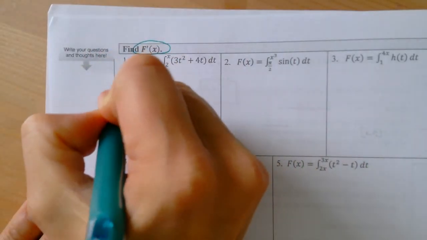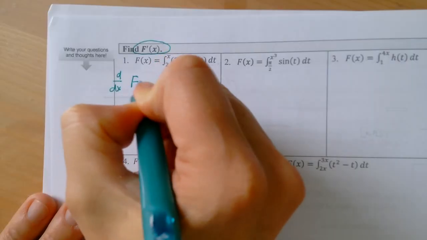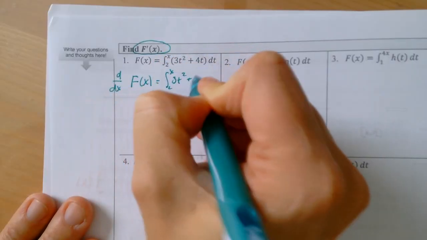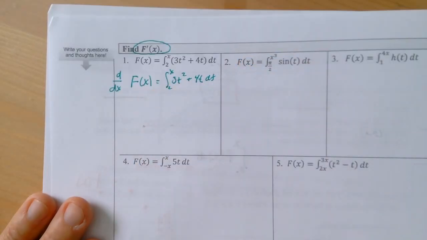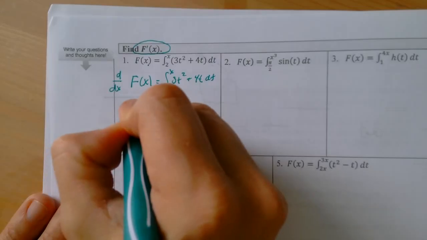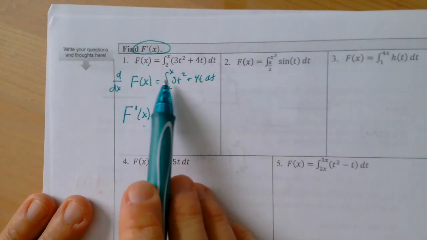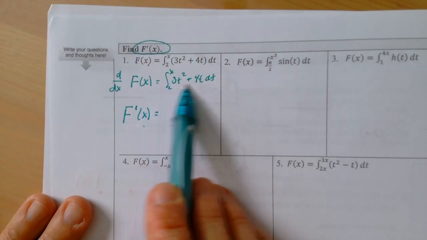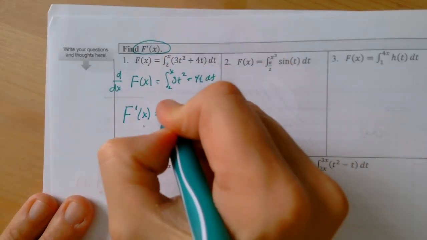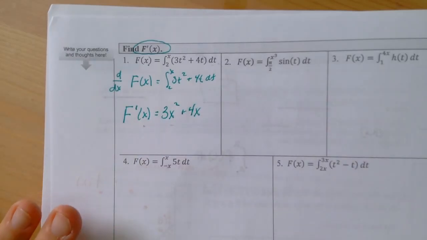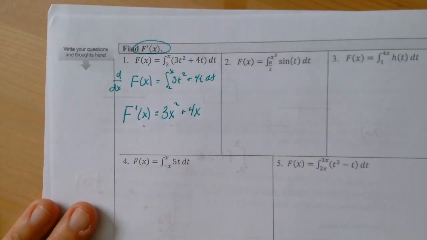Okay, so if I take the derivative of big F, then I have to take the derivative of this integral. Right? Whatever I do to one side, I have to do to the other side, so to speak. Okay, so the derivative of big F just becomes big F prime of x, and the derivative and the integral undo each other, so I really just get this, but in terms of x. So I'm going to get 3x squared plus 4x. Easy enough?